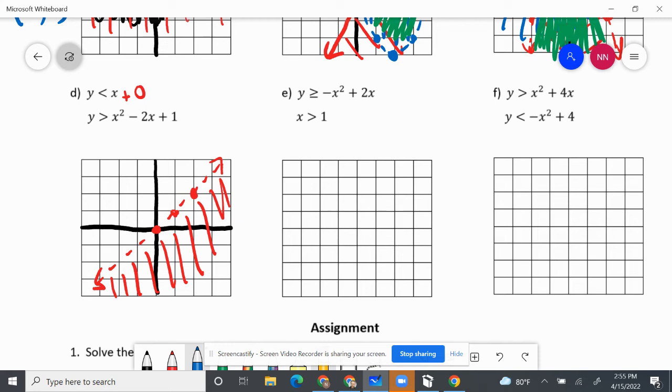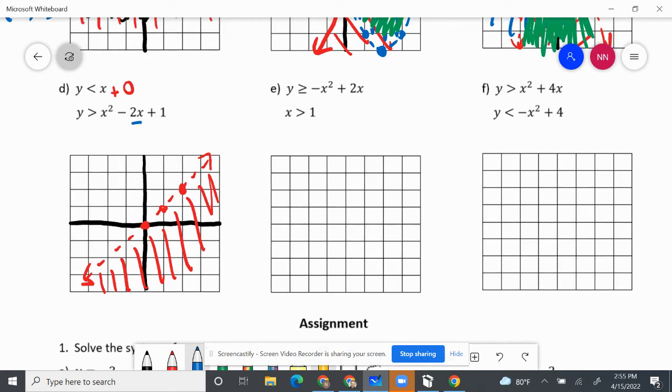Now I have a quadratic equation. I have a b value. So I go x equals negative 2 over 2 times 1. A negative is a positive. 2 divided by 2 is 1. So then my vertex would be at 1.